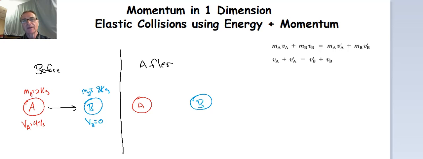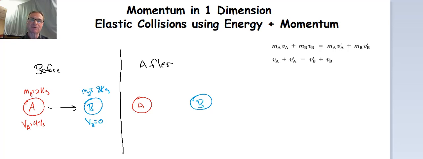Keith Onco here. Today what we want to look at is momentum in one dimension once again, and we want to look at elastic collisions using both conservation of energy and conservation of momentum. It's not too difficult. In fact, it's kind of neat the way the conservation of energy equation boils down into a nice simple equation.